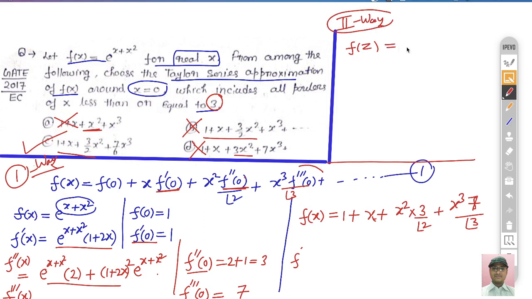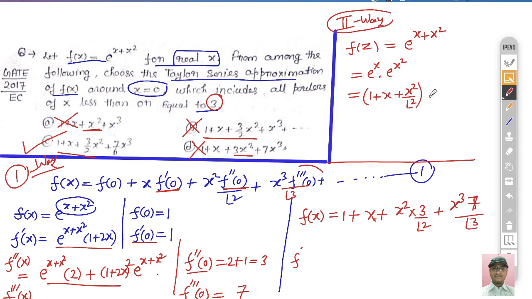So you can just do the same thing here, e raised to the power x plus here the power is basically what? X square, right? X square. So you can write this as e raised to the power x into e raised to the power x square. Now you know the expansion of this exponential: 1 plus x plus x square by factorial 2, right?